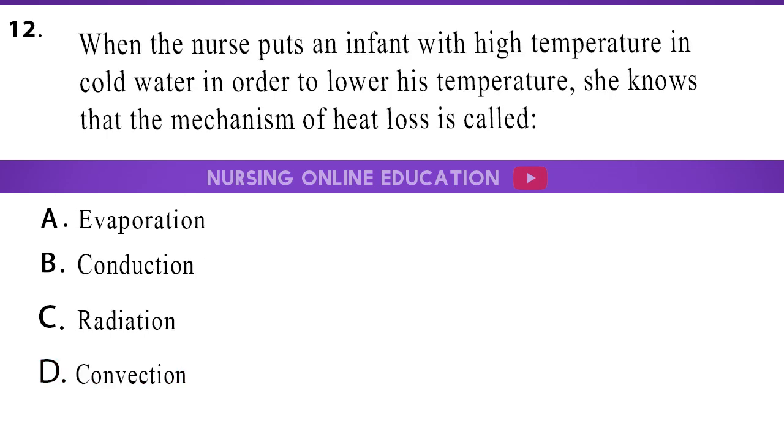12. When the nurse puts an infant with high temperature in cold water in order to lower his temperature, she knows that the mechanism of heat loss is called: A. Evaporation, B. Conduction, C. Radiation, D. Convection. The answer is option B, conduction.